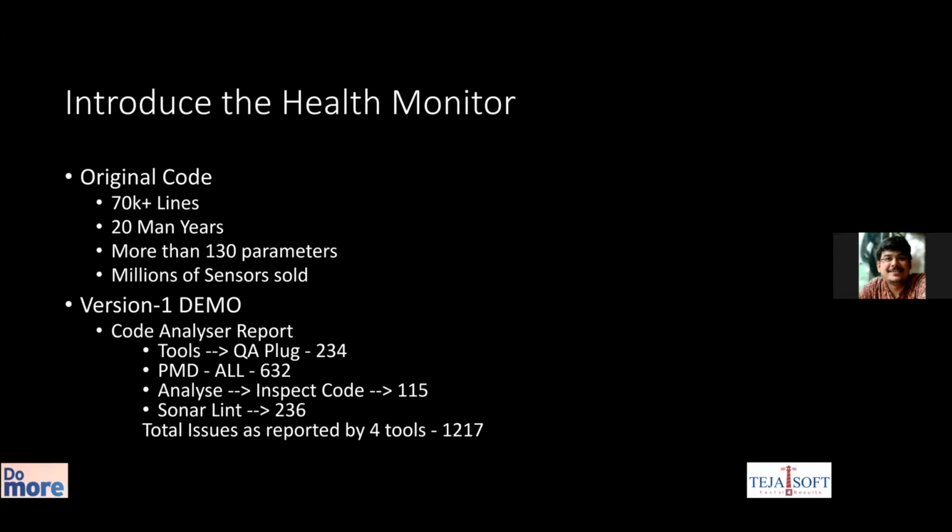Thank you. PMD is around, whatever I showed you, 632. And when you inspect the code using IntelliJ itself, it was giving 115. SonarLint was giving 236. And total issues in 800 lines of code, you could find 1217. In fact, this client has run more mature, advanced commercial grade analyzers, and the entire code base has given him more than 40,000 issues, at which he was almost shocked.